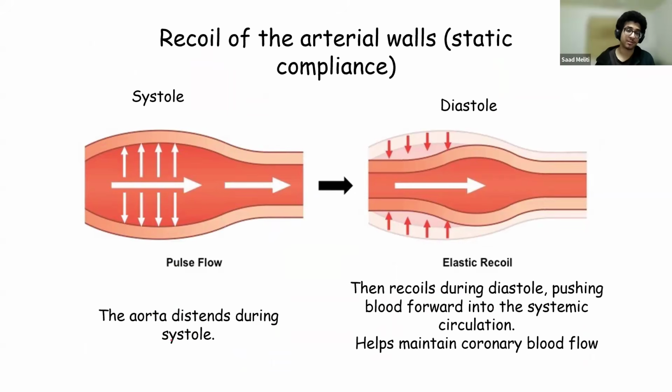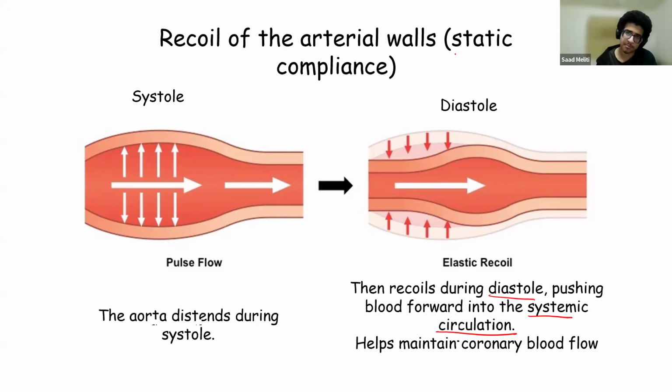The aorta distends during systole. So the heart pumps and the aorta distends, okay? Now during diastole, the aorta has the ability to recoil, okay? Because of the elastic fibers in its walls. So it recoils during diastole and it pushes the blood forward into the systemic circulation. This is known as the Windkessel effect, okay? It's important for maintaining blood flow when the heart is relaxed, okay? So right over here helps maintain coronary blood flow. It also helps maintain blood flow all around the body.